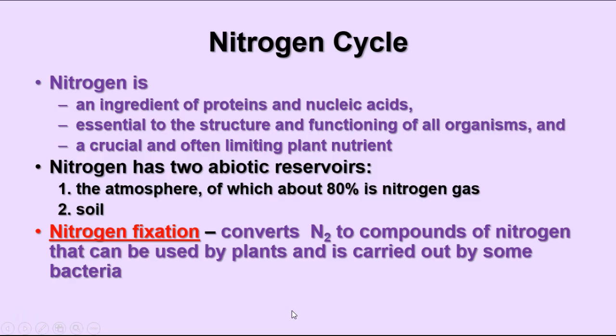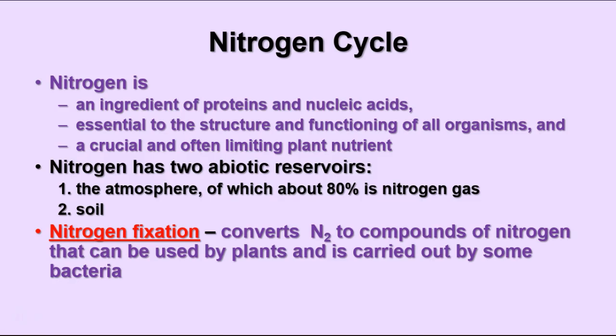The nitrogen cycle. The nitrogen is also an important ingredient of nucleic acids and proteins. We've got to have it. It has to be present for the living things to function the way they need to function. Okay, and it's also one of those crucial and often limiting nutrients for plants. There are two abiotic reservoirs of nitrogen. The atmosphere, of course, which is about 70 to 80% nitrogen gas, okay? And then the other source is the soil, okay?